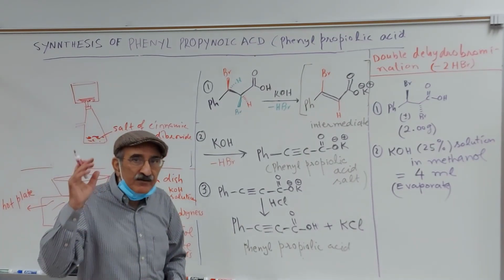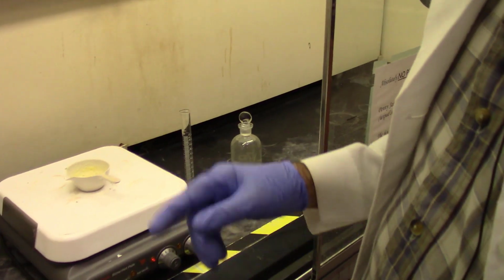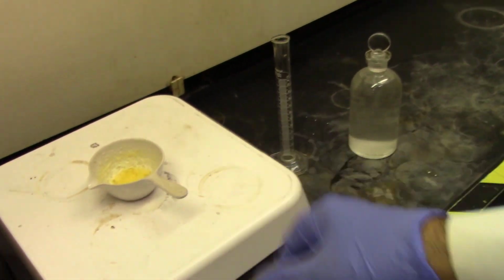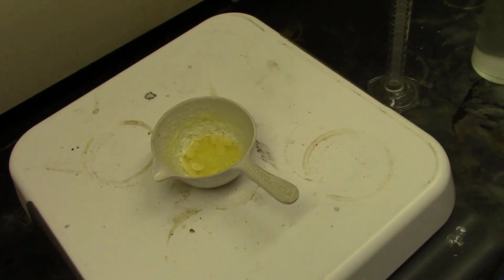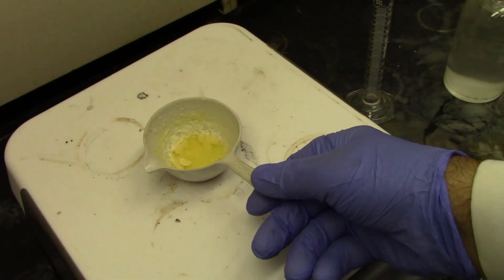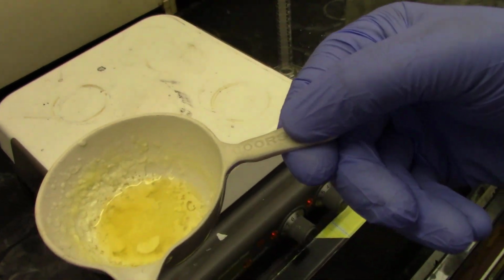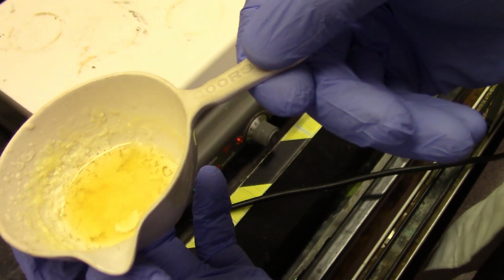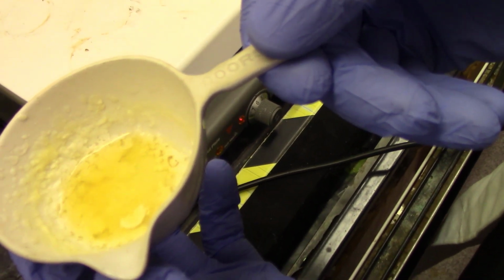All right, so let's get to the lab. In this experiment, I have used a modified procedure that I found in an article published in 1942 in the Journal of the American Chemical Society. They reported a good yield of this product.